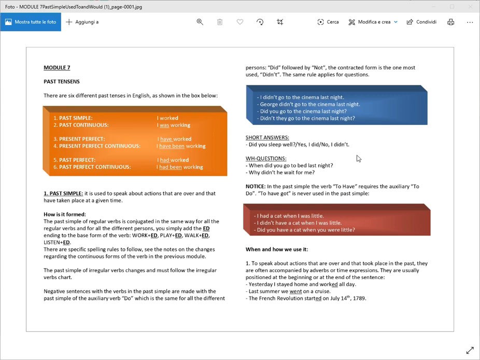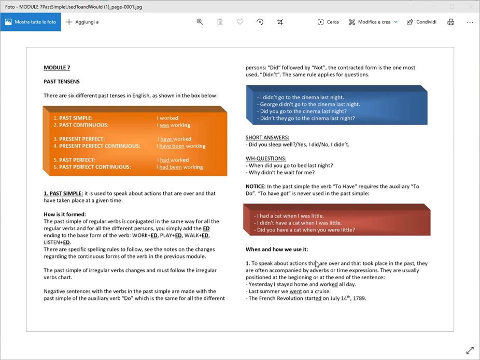display politeness. WH questions. When did you go to bed last night? Why didn't you wait for me? As you can see, in the past simple, the verb to have requires the auxiliary to do, as to have got is never used in the past simple. Therefore, we will have: I had a cat when I was little. I didn't have a cat when I was little. Did you have a cat when you were little?